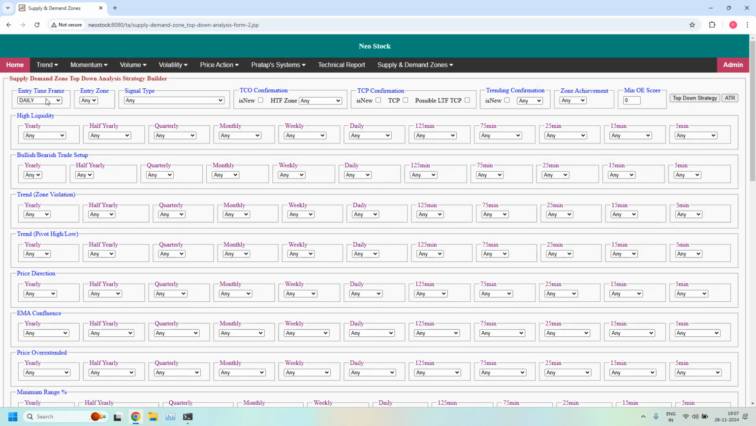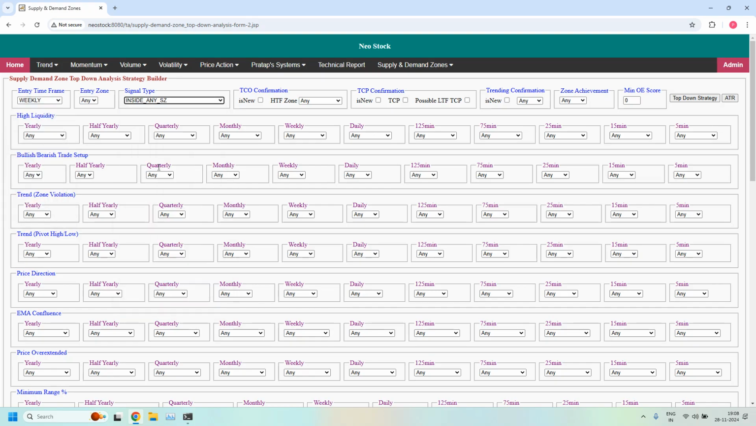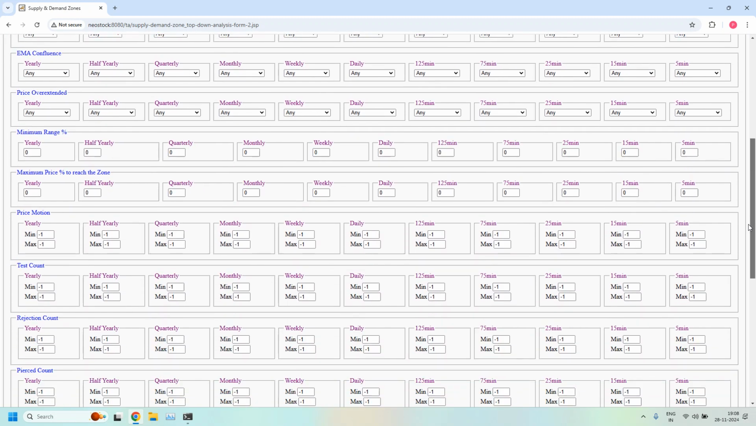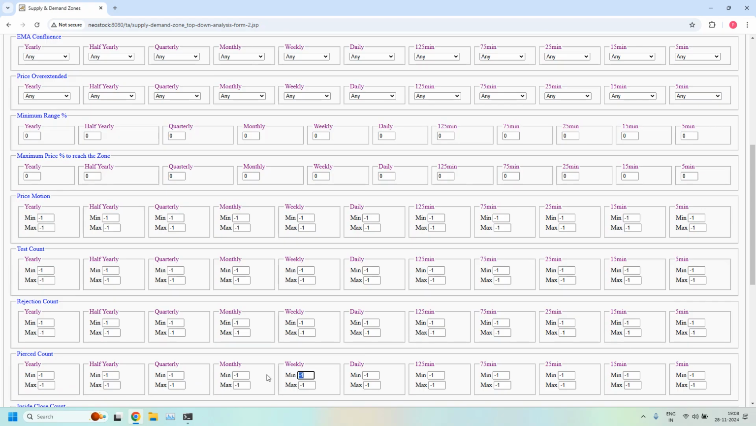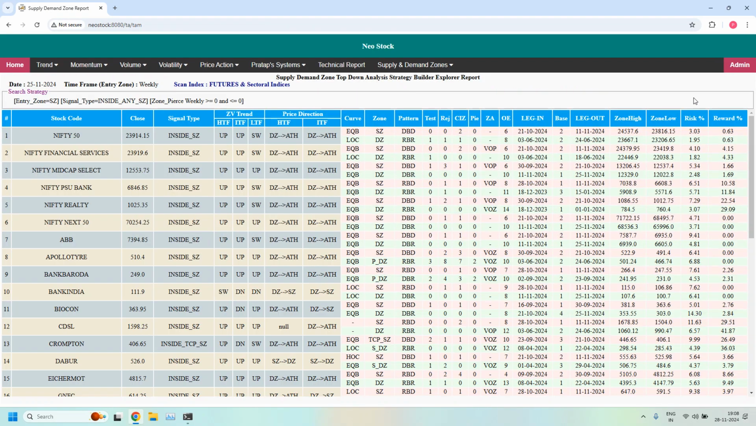Okay, next, weekly time frame, price closed inside the weekly supply zone, and those weekly supply zones should not be pierced. So in the pierced count, weekly time frame, minimum value 0, maximum value 0. That means zone is not pierced. Let's filter. We got a very big list. Currently price closed in many weekly supply zones. I'm scrolling the list down.